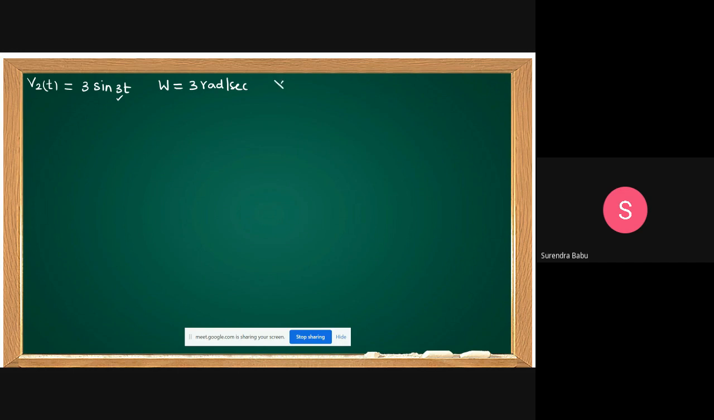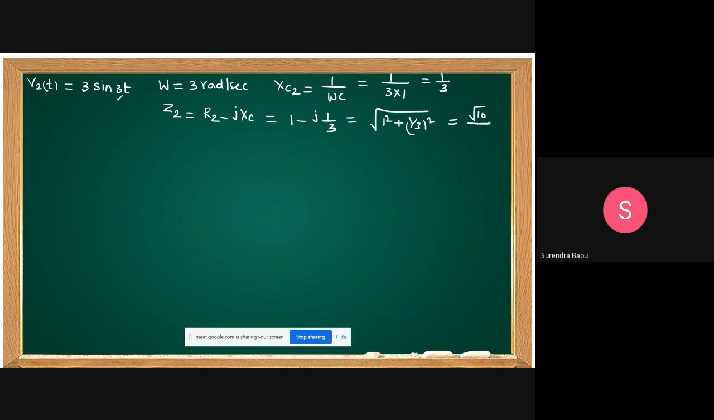What is Xc? 1 by omega c. 1 by omega is 3, c is 1, so 1 by 3. Yes, friends. What is Z2? Z2 equal to R2 minus jXc2. R is always fixed, 1. 1 minus j 1 by 3. Then what magnitude can we get? Square root of 1 square plus 1 by 3 whole square. How much can you get, friends? Root 10 by 3.